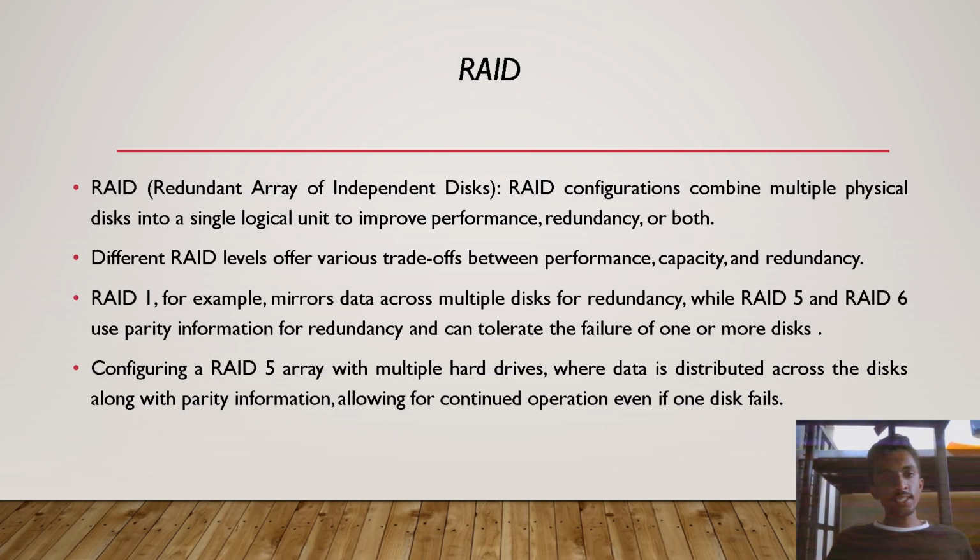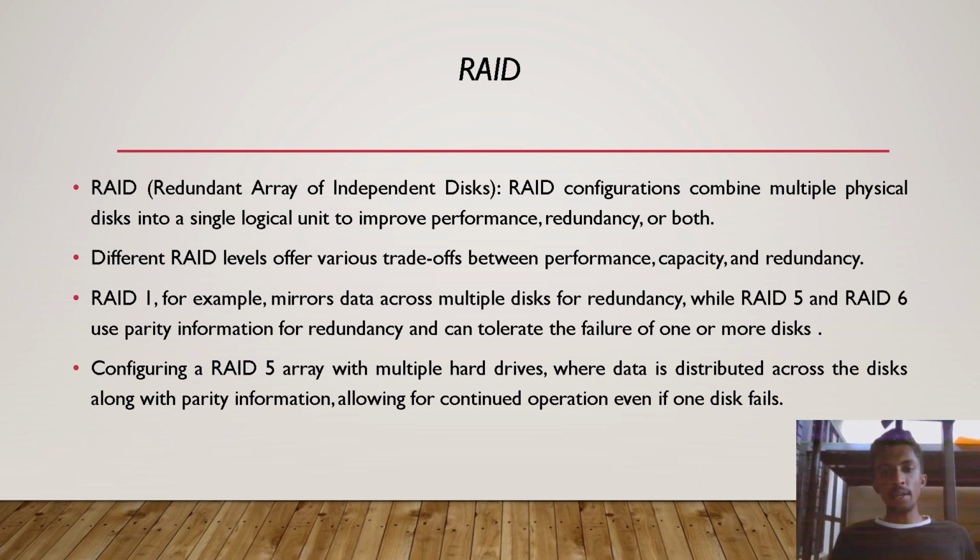And last, that is RAID. RAID full form is redundant array of independent disks. RAID configurations combine multiple physical disks into a single logical unit to improve performance, redundancy, or both. Different RAID levels offer various trade-offs between performance, capacity, and redundancy. RAID 1, for example, mirrors data across multiple disks for redundancy, while RAID 5 and RAID 6 use parity information for redundancy and can tolerate the failure of one or more disks.